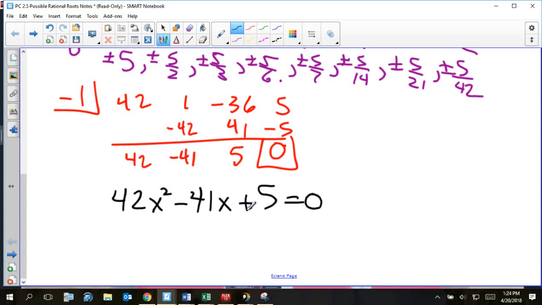Well, do we need to sing the song? We need to sing the song, don't we? X equals opposite b plus or minus square root b squared minus 4ac all over 2a.